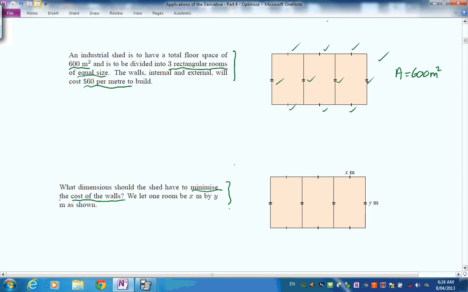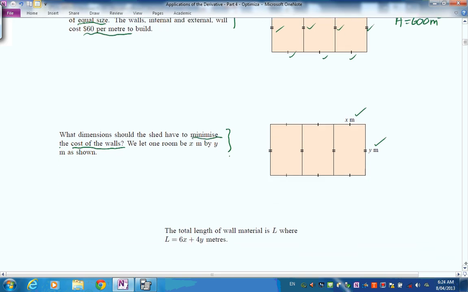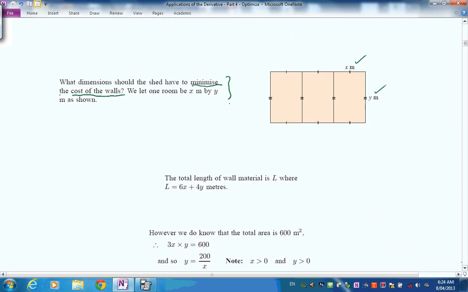Okay, so we have to introduce some variables. We don't know the relationship in the rectangle. No one says the length is twice the breadth or anything like that. So we have x's and y's in there. Okay, let's journey on towards the cost. To get the cost, we need the total length of walls. So there'll be 6 x's, do you agree? And 4 y lengths. Okay.